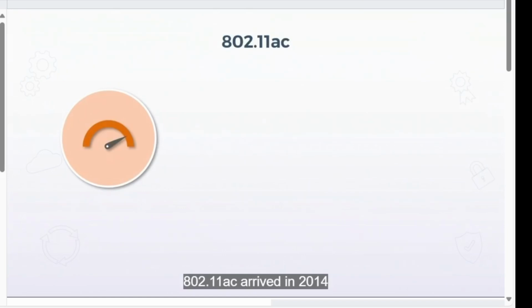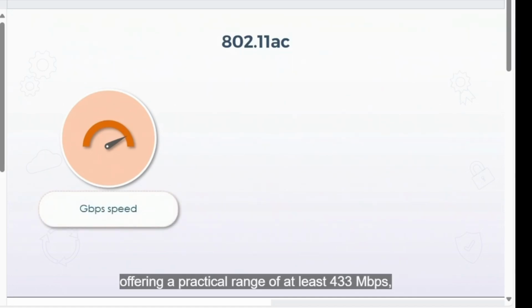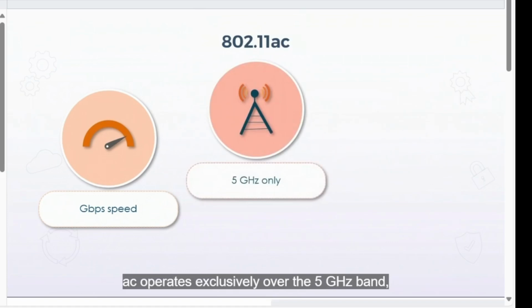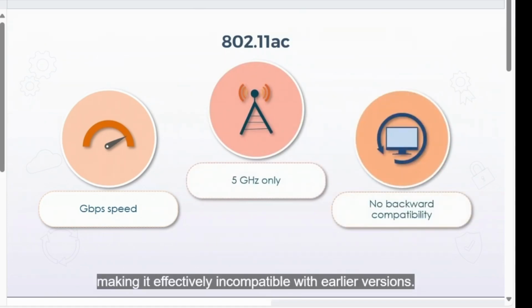802.11ac arrived in 2014 and was also referred to as Wi-Fi 5, and one of its primary features was significantly improved speed, offering a practical range of at least 433 megabits per second up to and over 1 gigabit per second. But to achieve this kind of bandwidth, AC operates exclusively over the 5 GHz band, making it effectively incompatible with earlier versions. Now that said, I do want to make a clarification here.